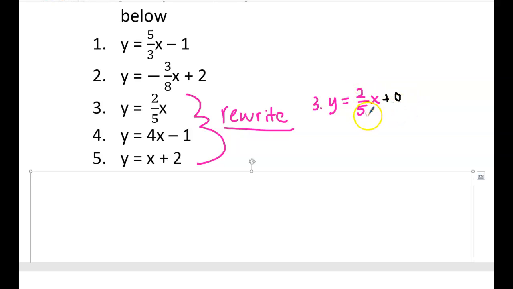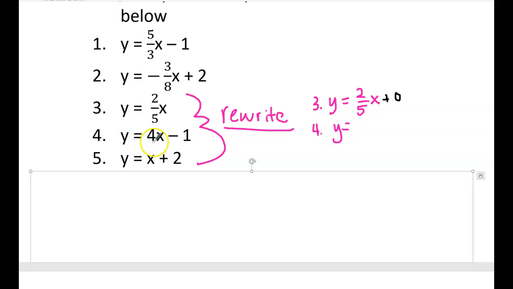Once again, I'm not going to ask you to, but we could graph this. I would start at 0 on the y-axis, then I would go up 2 and over 5. Okay, but we're not going to do that for the sake of time. I just want to make sure that you know how to find the missing numbers so that you actually can graph them. All right, let's do number 4.